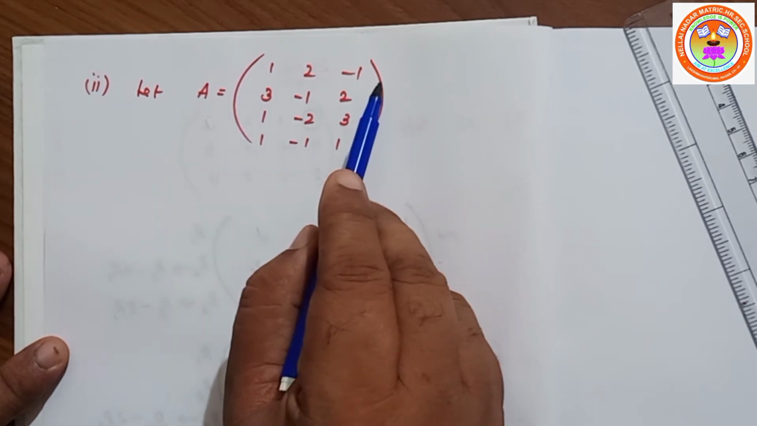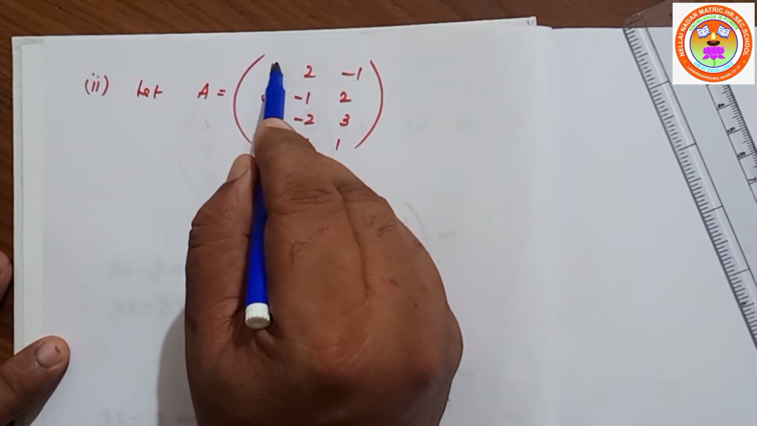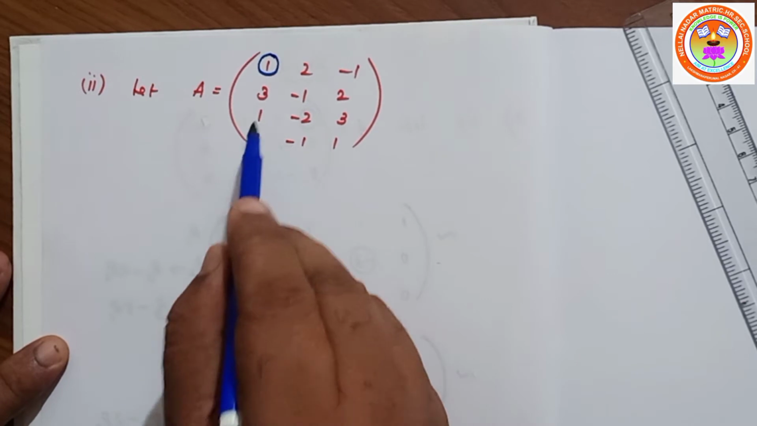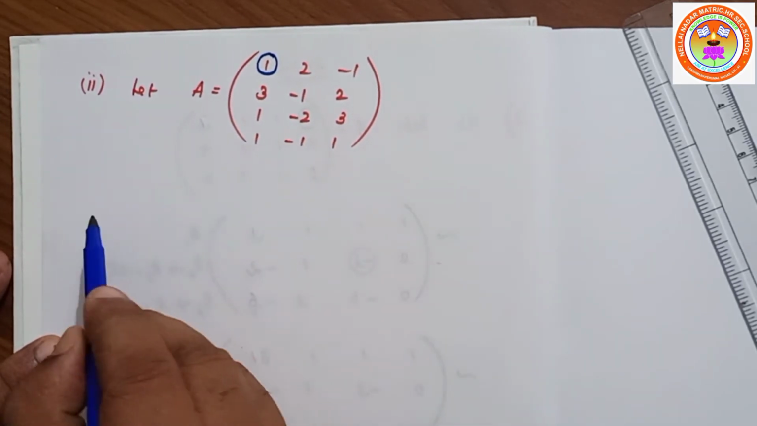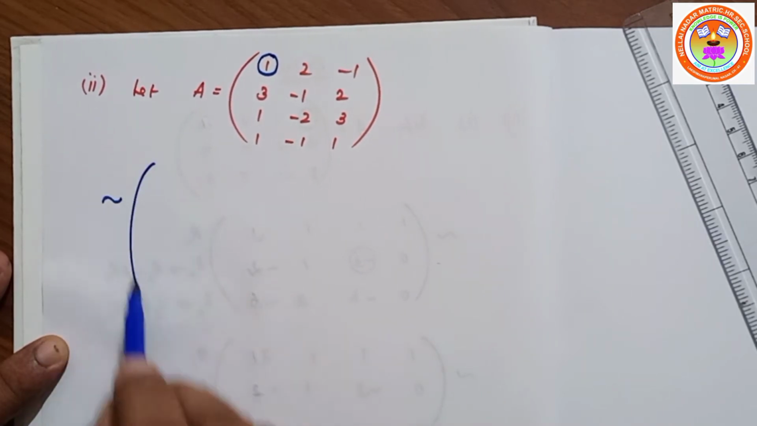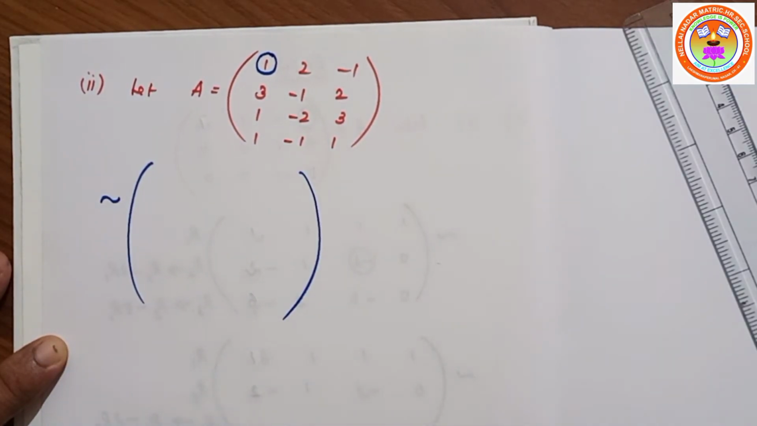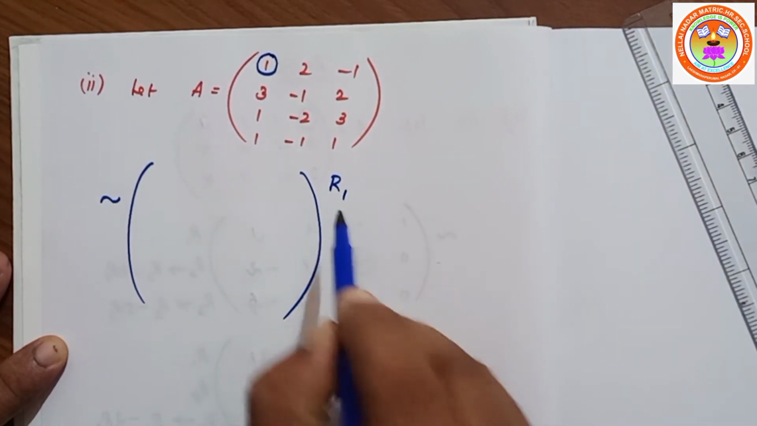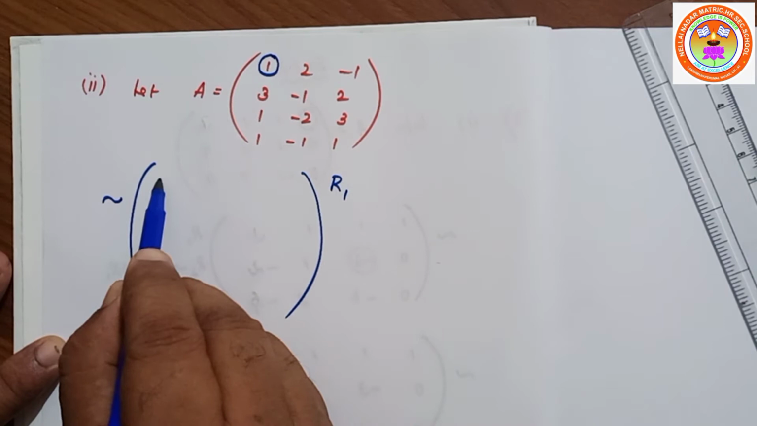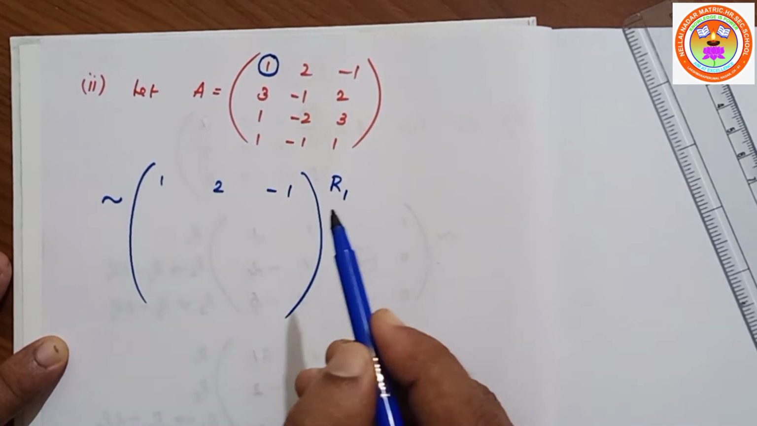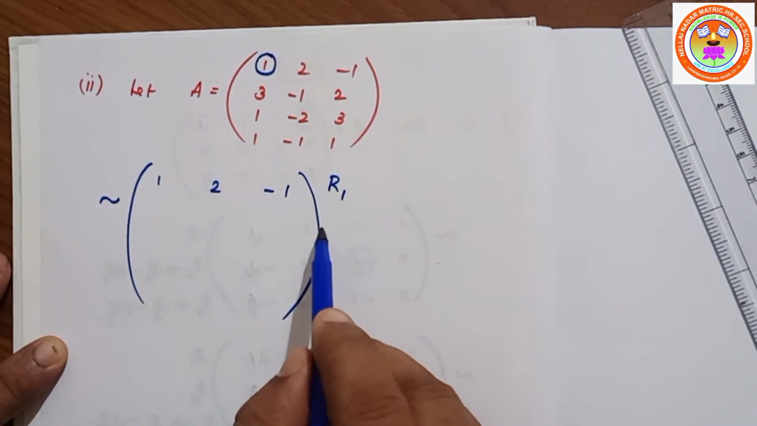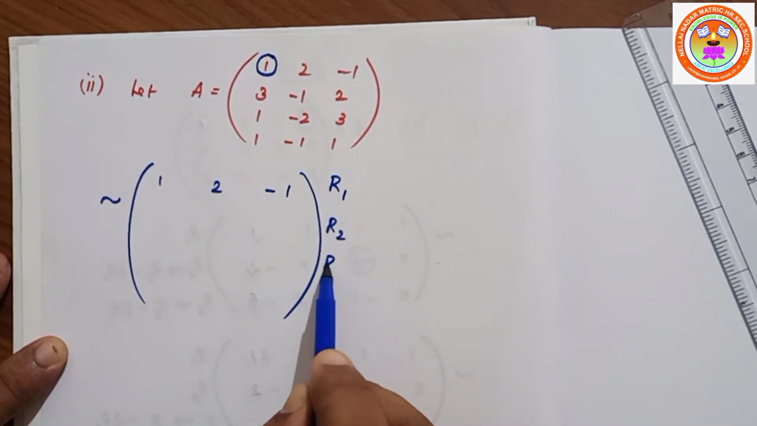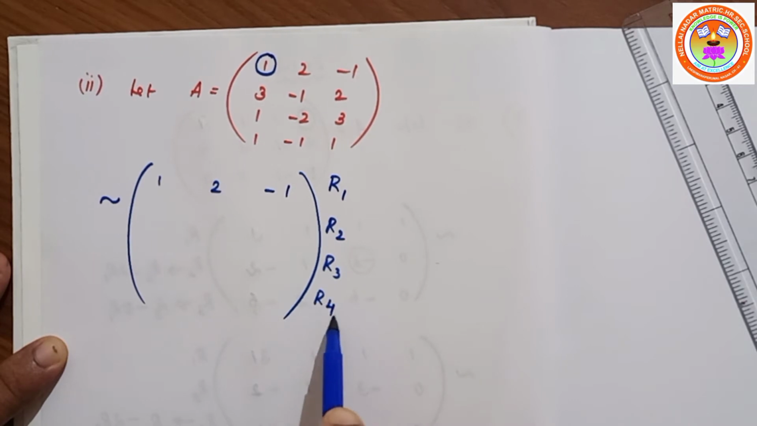The first non-zero element in the first row is 1. Below which we have 3 elements. We have to make them zeros. Okay. Put equivalent. Now you write that R1, no change at all. You write that R1 as it is, 1, 2, minus 1. With the help of this element only, we have to make them 0. So we can go for the transformation R2, R3 and R4.